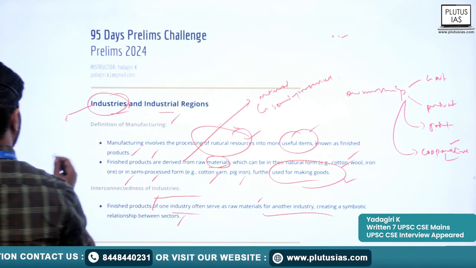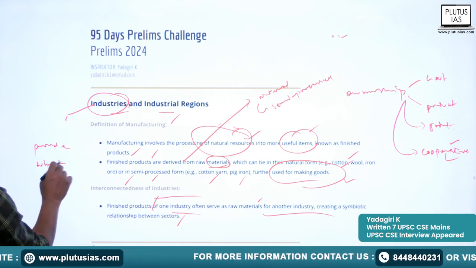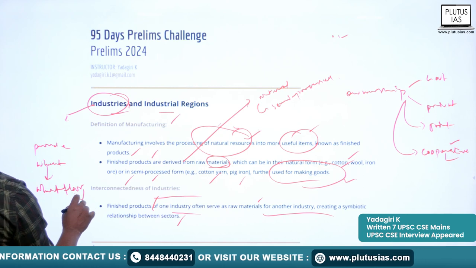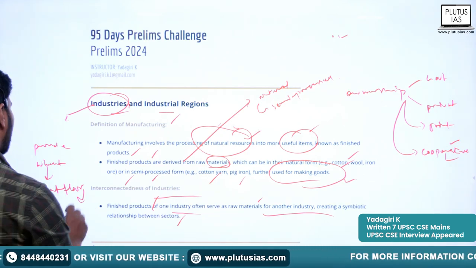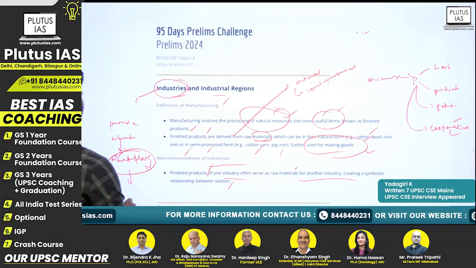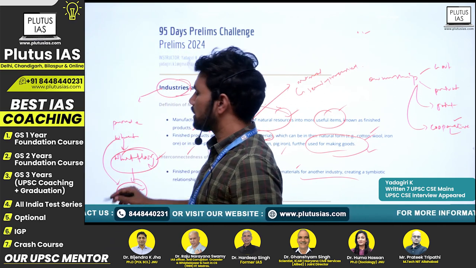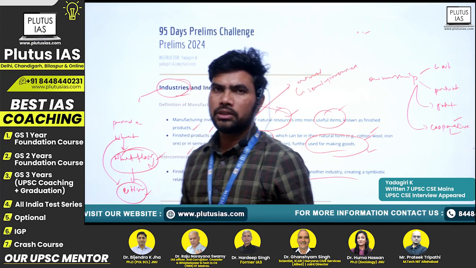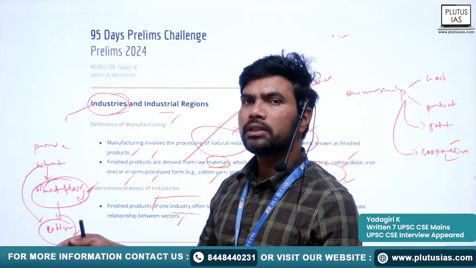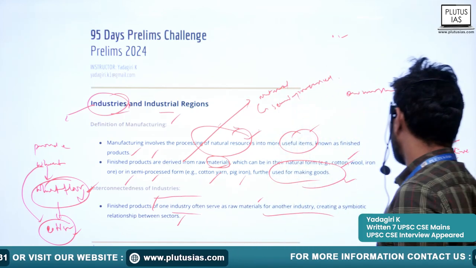So for example, the agriculture sector produces or provides wheat. Right. So this wheat will be converted into wheat flour. Wheat flour, we can say, is the semi-processed product. This wheat flour is further used to make, if we go to hotels and restaurants, rotis. So this wheat flour or wheat acts as a raw material for the hotels. So one product acts as a raw material for another sector or another industry. In this way, there is a symbiotic relationship between the industries.